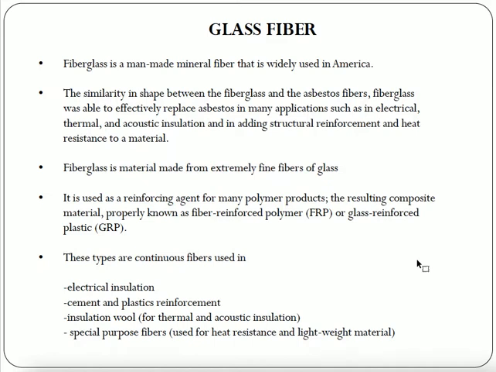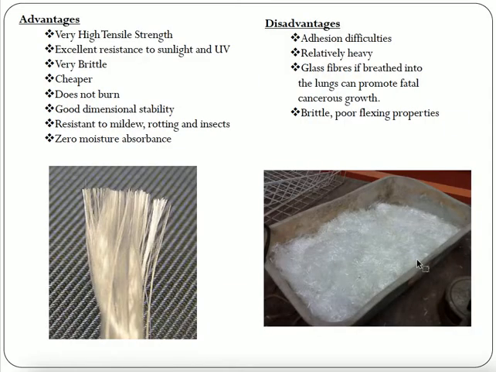So this is for the protection of sound and also the protection of temperature, right? So it can be of high temperature or very low temperature. And also we have special purpose fibers, which are used for heat resistance and also lightweight material. So these are the advantages and also disadvantages of glass fibers.